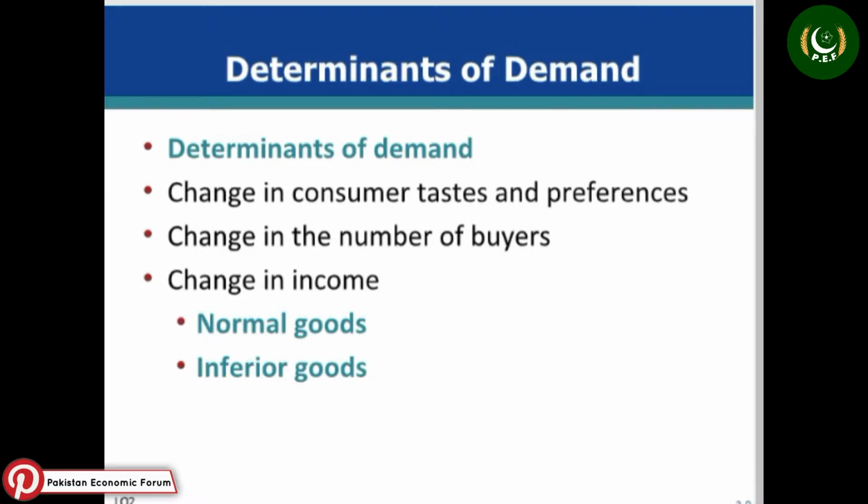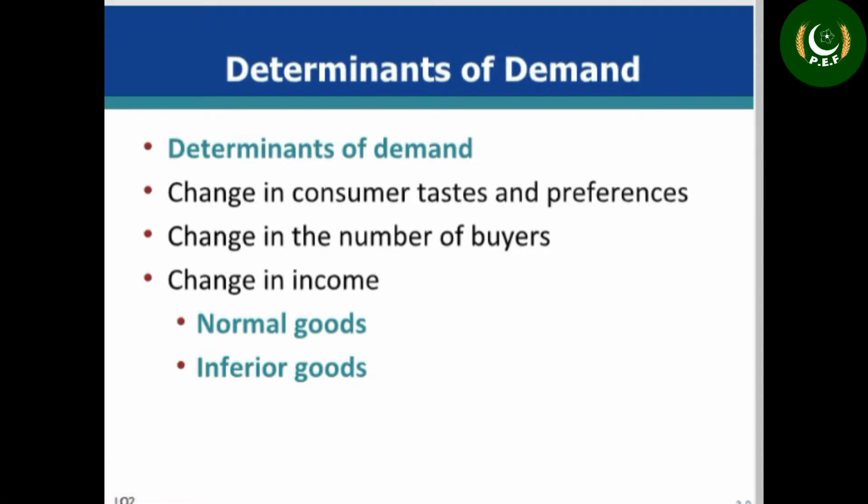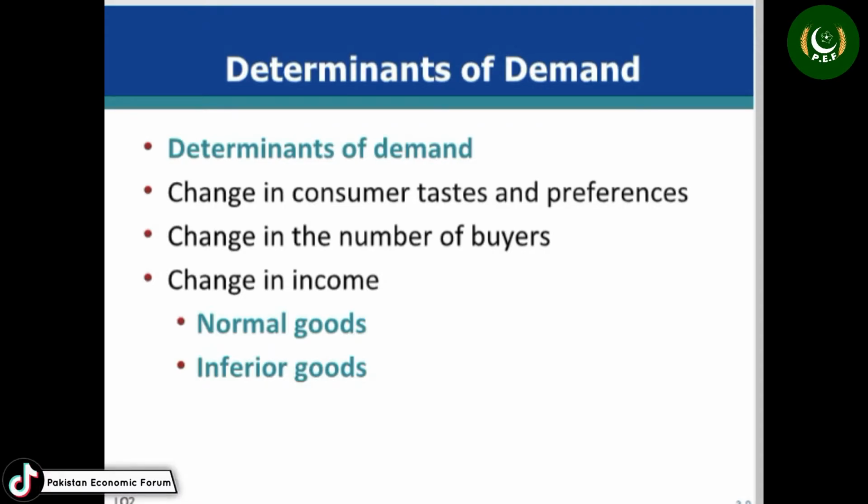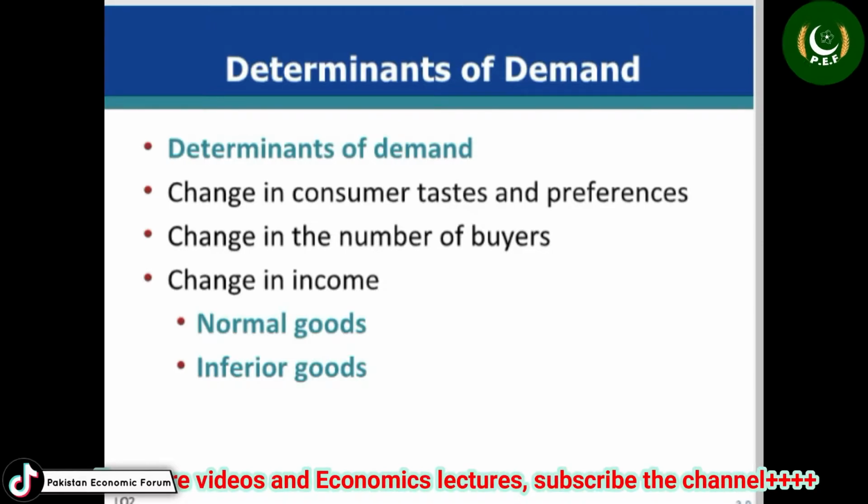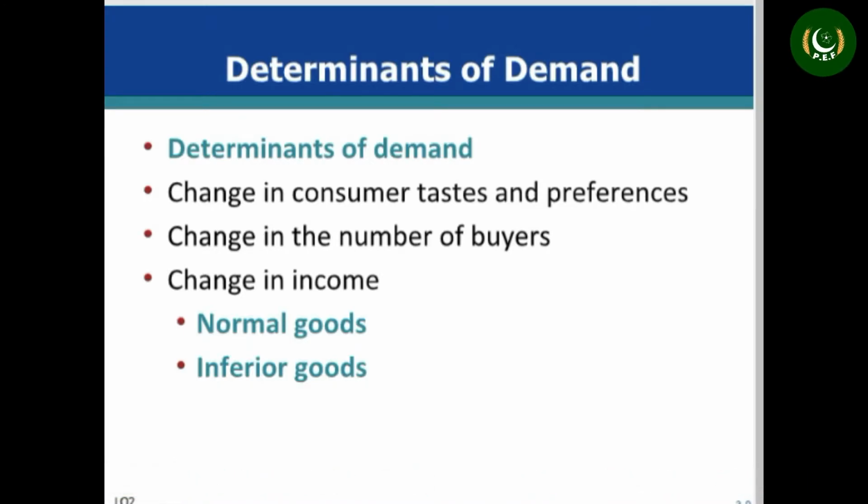Normal goods are goods that we buy more of as our incomes increase. Most of the goods that we buy are normal goods. We buy fewer normal goods when our income decreases. Inferior goods are goods we buy more of as our income decreases. We buy fewer inferior goods if our income increases.